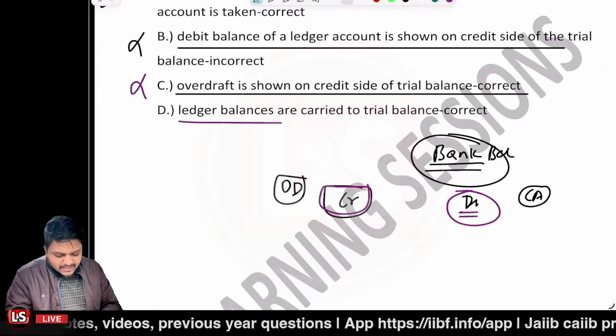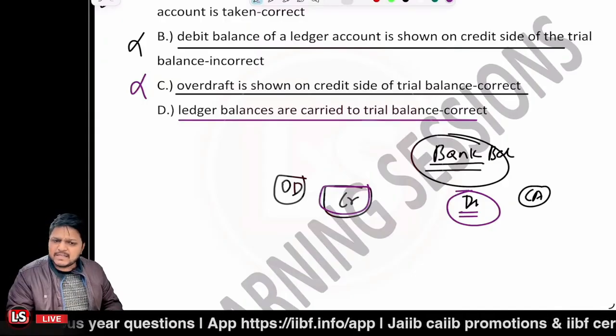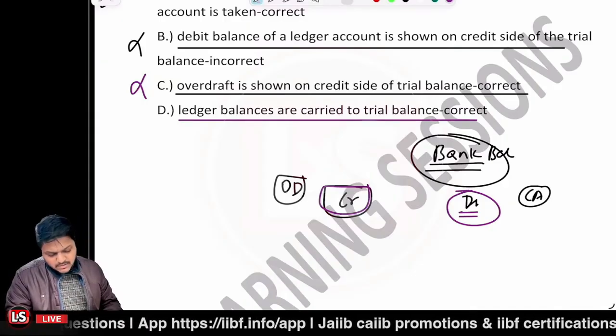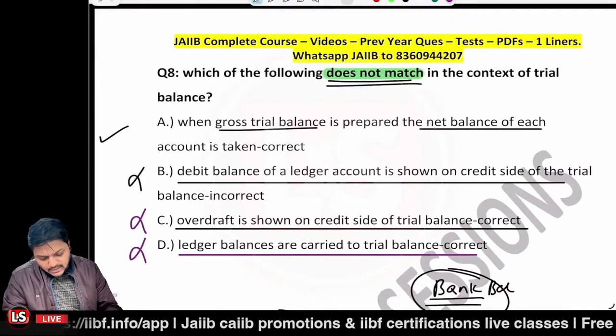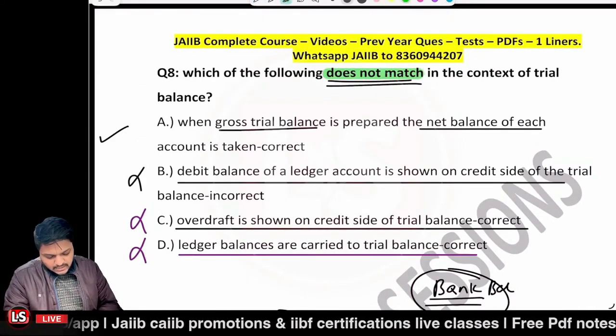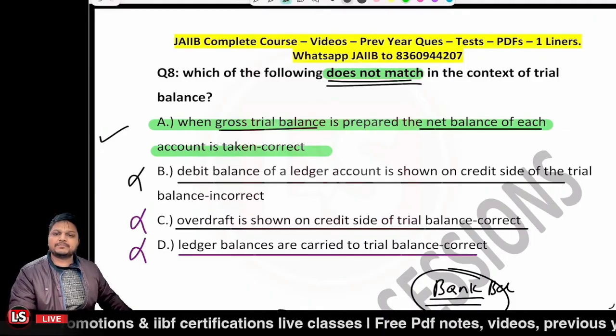Ledger balances are carried to the trial balance. Exactly. Ledger balances are to be carried to the trial balance. This is also matched correctly, so this is also not the answer. So our answer is option A. Right?